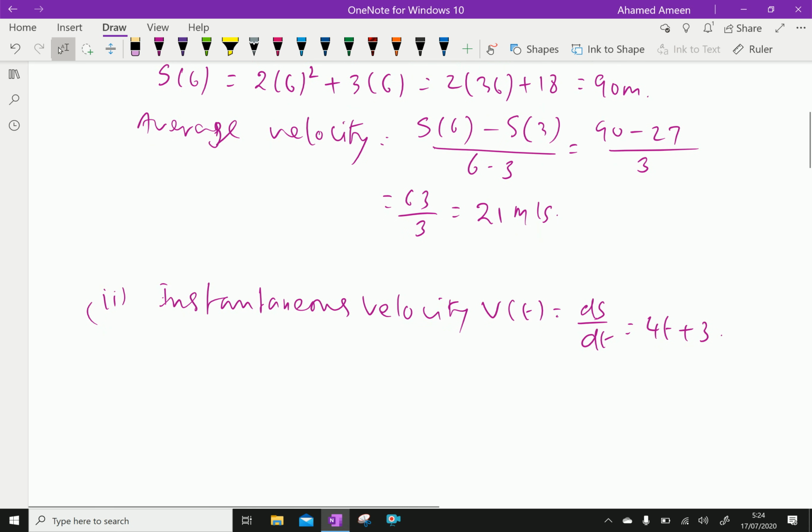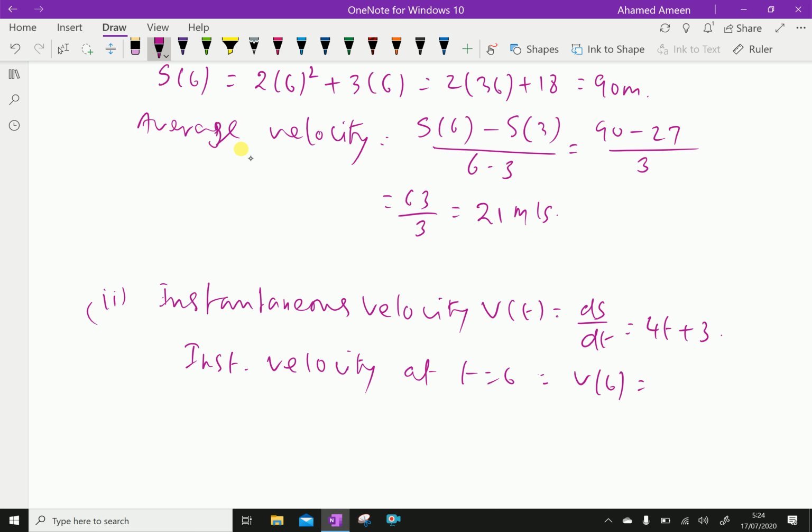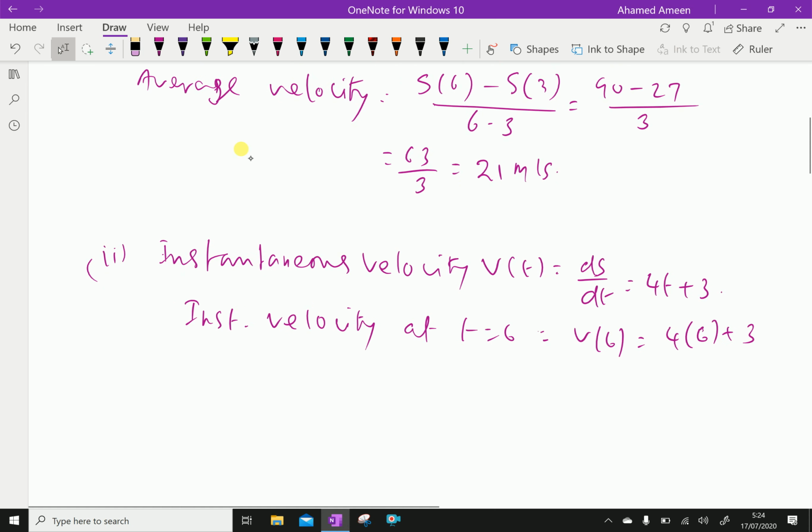Now, therefore, we have to find instantaneous velocity at t equal to 6 seconds. v6 equal to 4 into 6 plus 3, which is equal to 24 plus 3 is 27 meters per second.